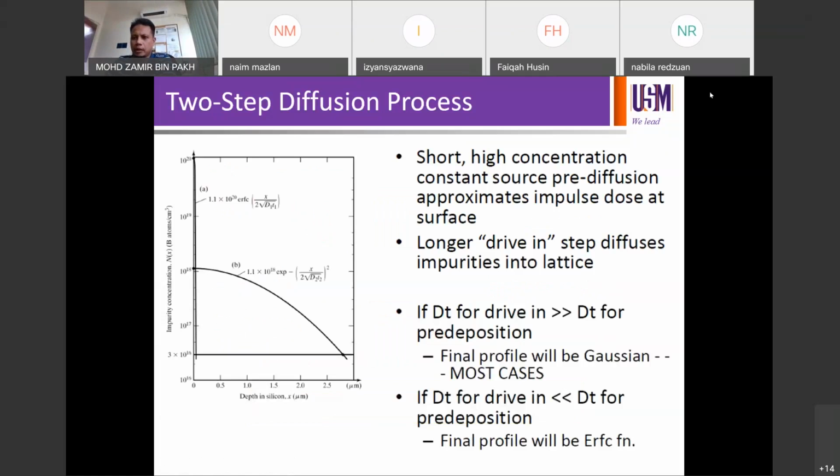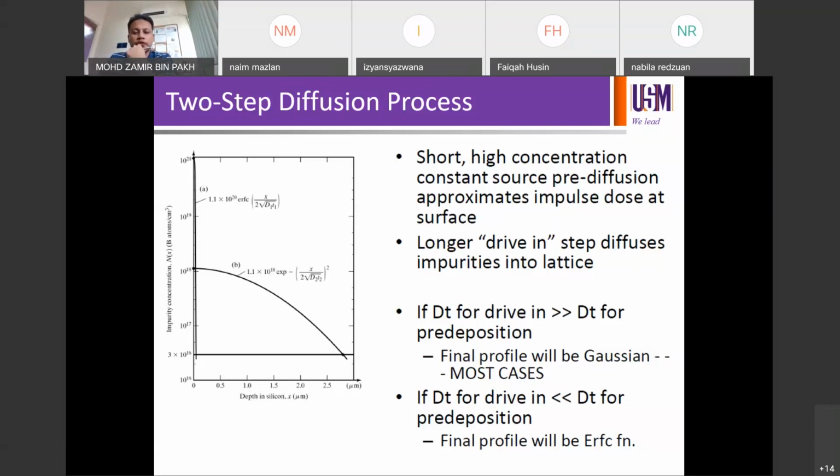Still on the two-step diffusion process. Right, a short, high concentration constant source pre-dep approximates an impulse dose at the surface. So this is what it means by supplying the correct dose during the pre-dep process. So you are actually controlling the dose to be driven in later on. Then comes the second step, the drive-in step, which diffuses impurity into the lattice to form the junction, to control the profile of your PN junction.